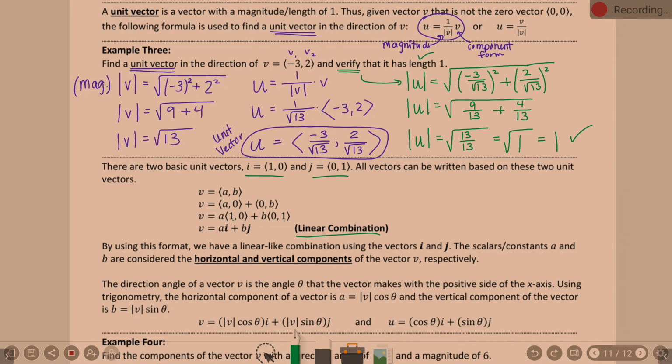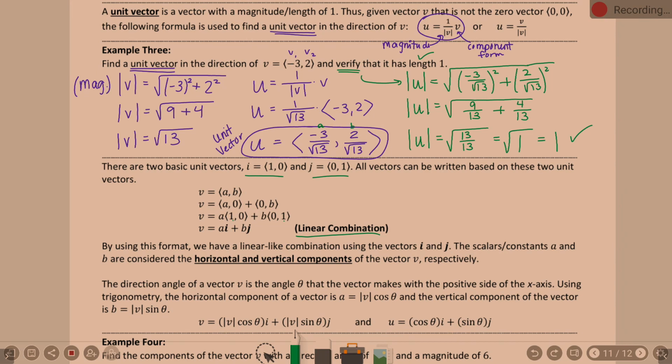Easy example to make this make sense. We just had this unit vector here, in our normal component form. Could we take this vector here and write it as a linear combination? Yeah. If it's a times I plus b times j, what is your a value? Your a is negative 3 over the square root of 13. And what is your b? That's your 2 over square root of 13, yes?